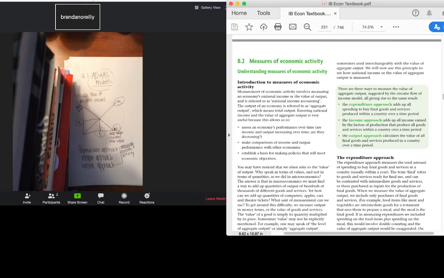And then the output approach is also a valid way of measuring economic activity, but it is important to know these three. I think it adds different depth to your knowledge of economic activity, and it's good to be able to calculate all three because then you can compare and contrast and realize where the benefits and flaws lie for each one.